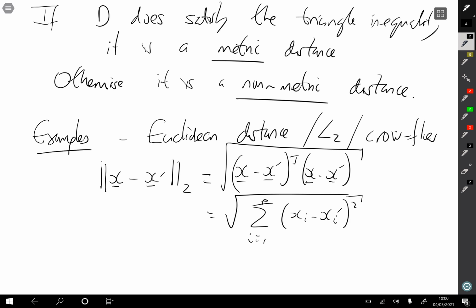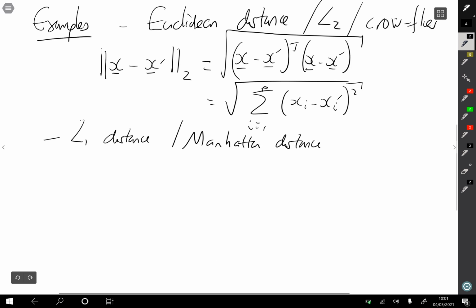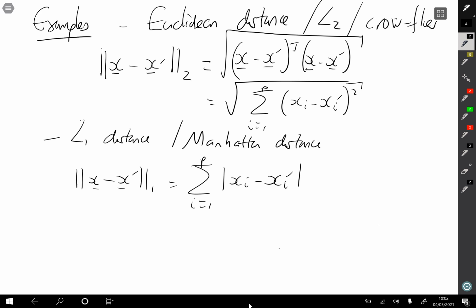We also saw the L1 distance, and this is often called the Manhattan distance. I'll explain why it's called Manhattan in a moment. This is the distance between x and x prime. It's just the sum of the absolute differences between the elements. Why is this called the crow flies distance or the Manhattan distance? Well, let's imagine we've got two points. Let's imagine we've got x up here and x prime down here.